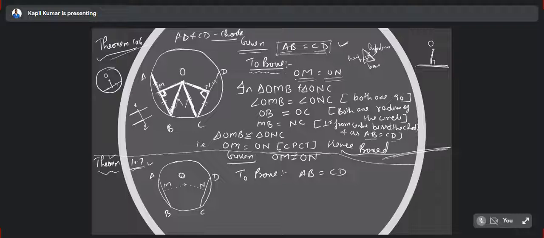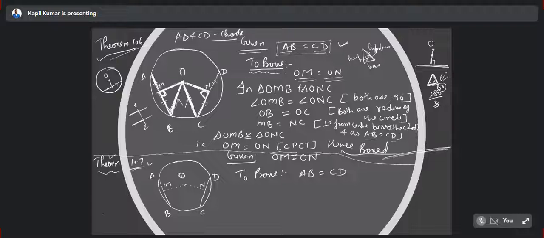So can it be possible, sir, that all angles in a triangle are equal, and there is no hypotenuse in that? Yes, it is possible that all angles are equal. Then it will not be a right angle triangle. If all the angles are equal, each angle will be 60 degrees, because a triangle has only three angles, and the total of these three angles is 180.